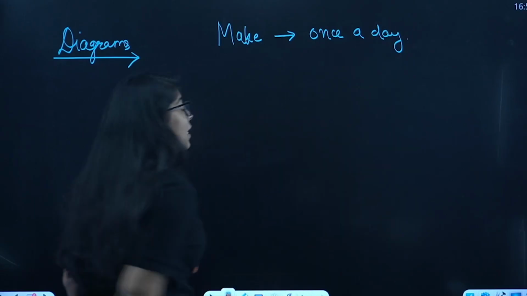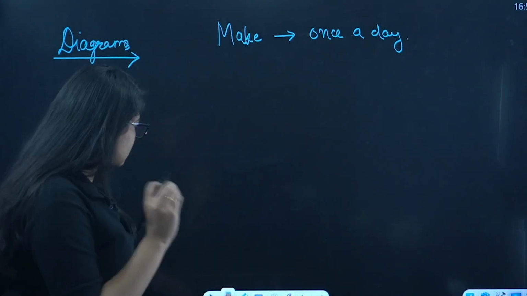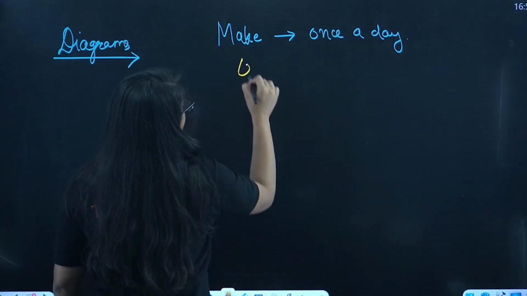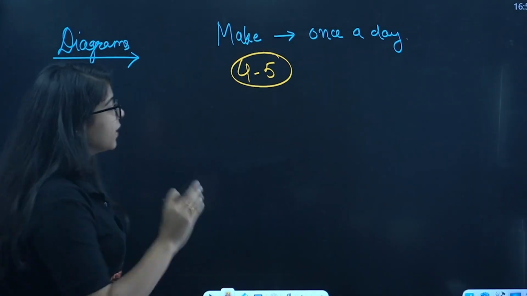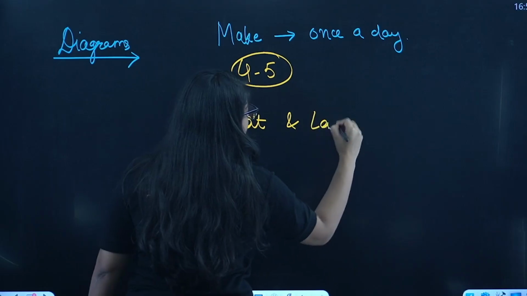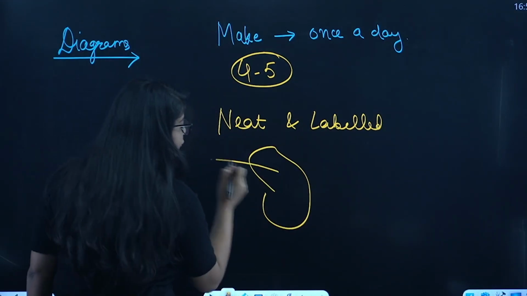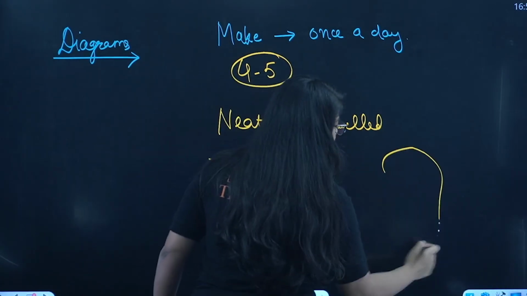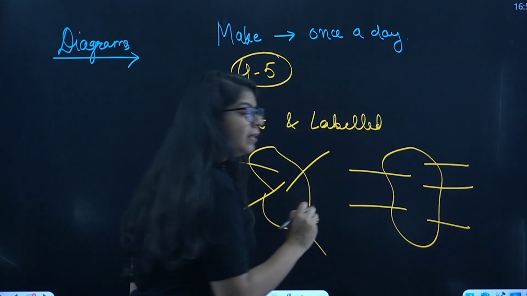I'm not asking you to make 10 diagrams a day, but at this point when your boards are so near, at least make 4 or 5 diagrams a day. Okay, 4 to 5 diagrams in a day you have to make. Okay, then beta, these should be neat and they should be labeled in a very clean way. That's one thing. This is whatever the diagram is. If you label it like this, then it does not look good. Same diagram, label it cutely and neatly.